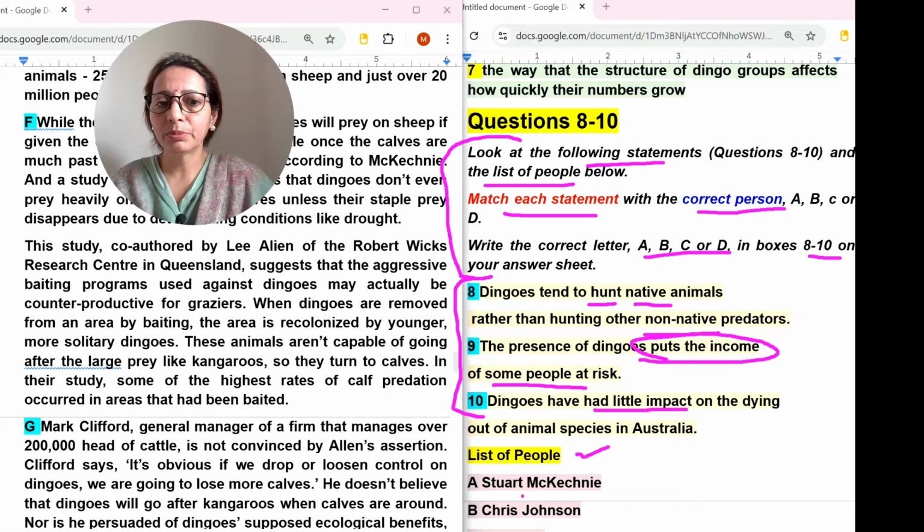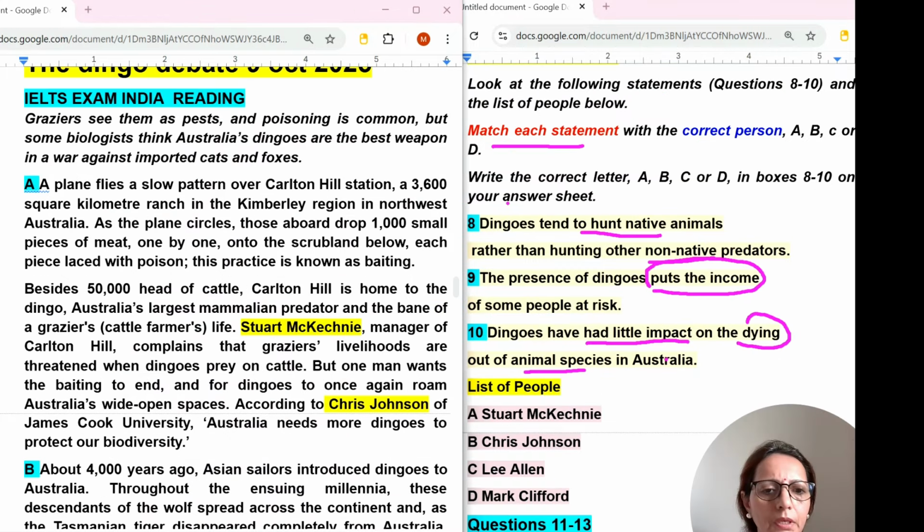So let's find this person first. Stuart McKinnon. You can see my screen. Whatever the person names were there, I have just highlighted them. If you are doing pen and paper reading practice, then definitely you can underline or circle them. So the first person is Stuart McKinnon. This is given in the first paragraph, so let's read what he is saying.